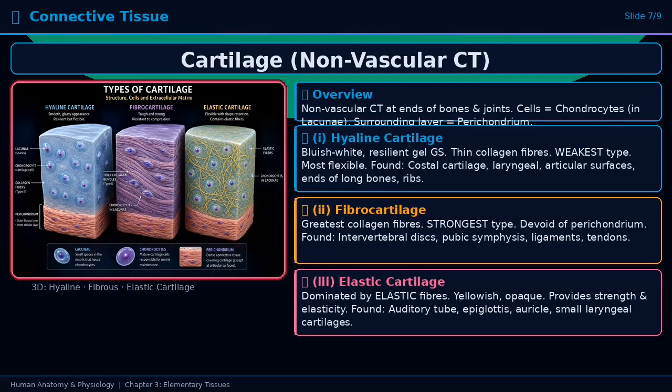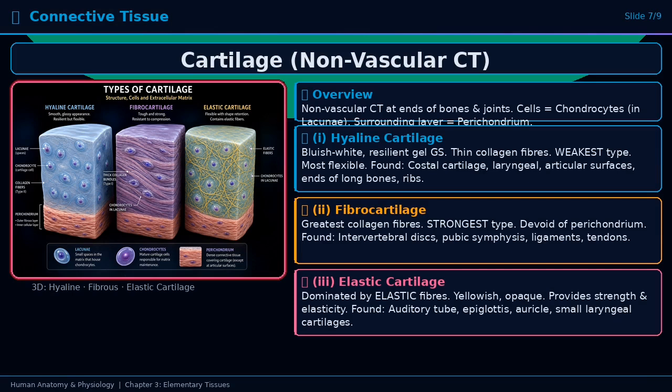Cartilage is a non-vascular connective tissue found at the ends of bones and joints. It protects them from wear and tear. It consists of collagen or elastic fibers and cells called chondrocytes that sit in fluid-filled spaces called lacunae. Surrounding cartilage is a fibrous layer called the perichondrium. There are 3 types of cartilage.